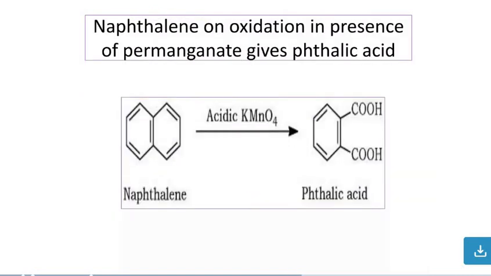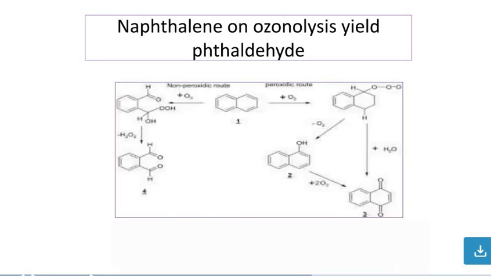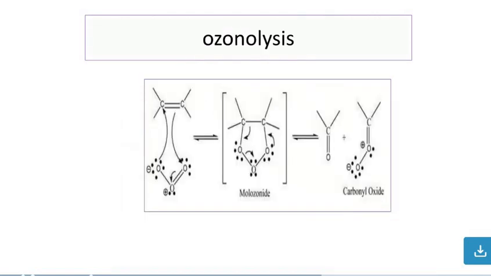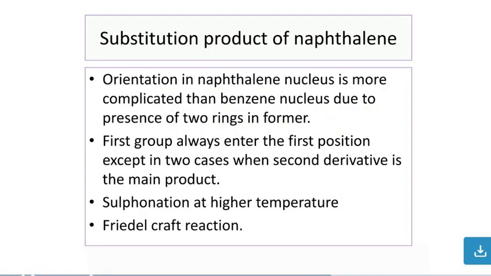So naphthalene on oxidation in the presence of permanganate gives phthalic acid. Naphthalene on ozonolysis yields phthalaldehyde, you can see. Now ozonolysis, monoozonide and carbonyl oxide. Now substitution products of naphthalene.